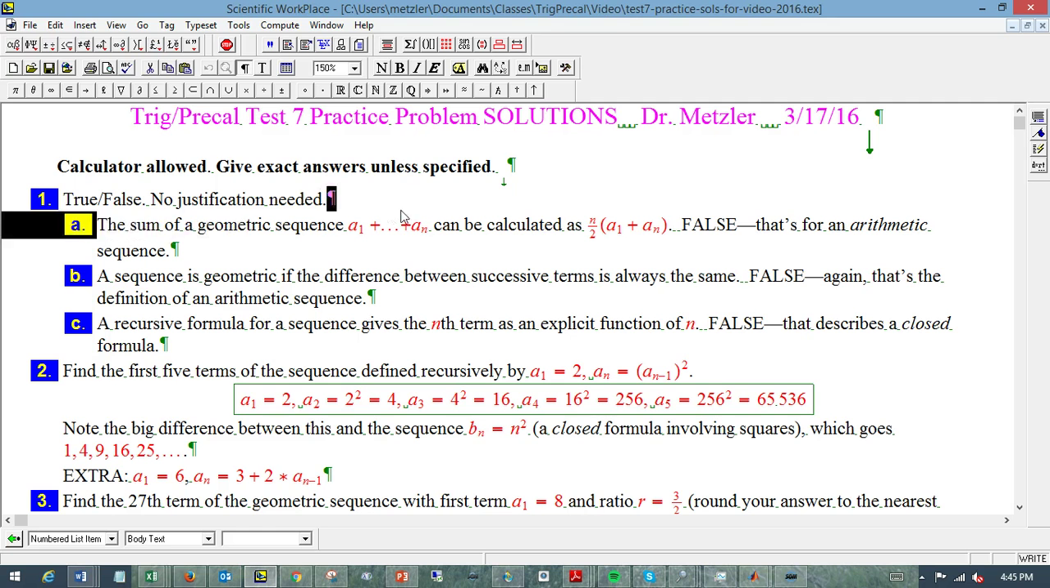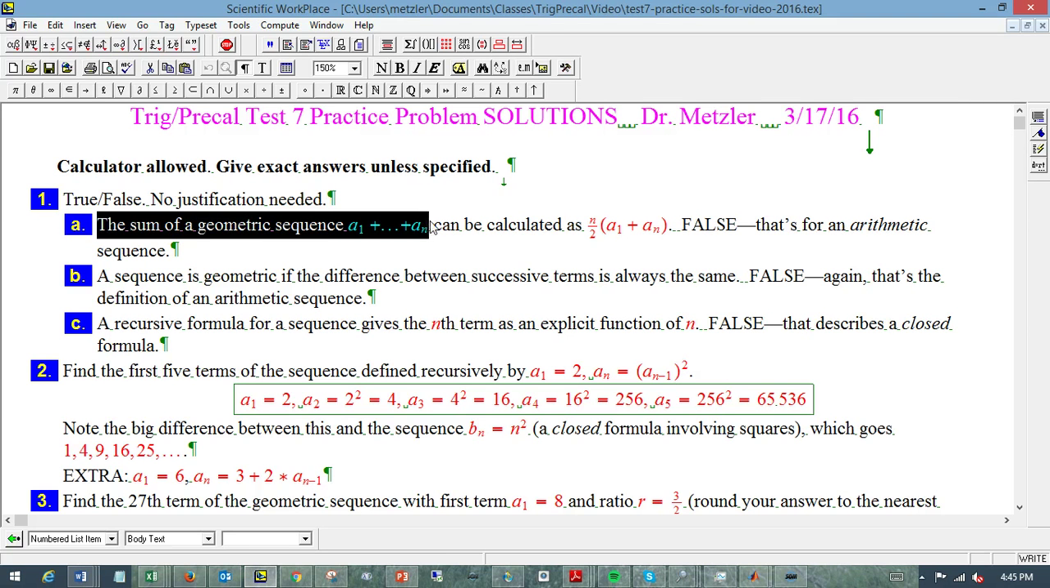The sum of a geometric sequence, a1 through a sub n, can be calculated as n over 2 times a1 plus an. And that's false. That is the correct formula if the A sequence is an arithmetic sequence, but it is definitely not appropriate if it's geometric. Illustrating the fact that you really got to be sure about what type of sequence you're looking at. Is it arithmetic? Is it geometric? Or neither? And of course the vast majority of sequences are neither, but we tend to focus on arithmetic and geometric because they have such beautiful shortcut formulas.